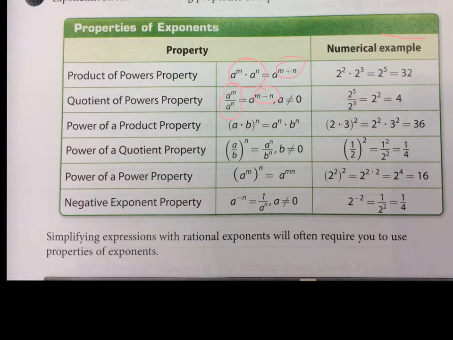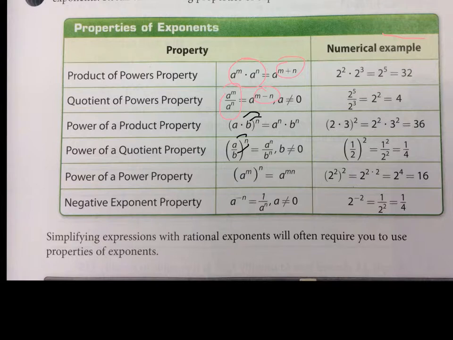Power of a product property. When you have a times b inside the parentheses, but we're taking it to the nth power, that means I can distribute that power to both the a and the b. Now, a power of a quotient property, quotient means division. If I'm dividing, I'm still going to distribute that n to both the a and the b. In this case, b cannot be 0, because a 0 in the denominator is not a good number, and I'll talk about that later.